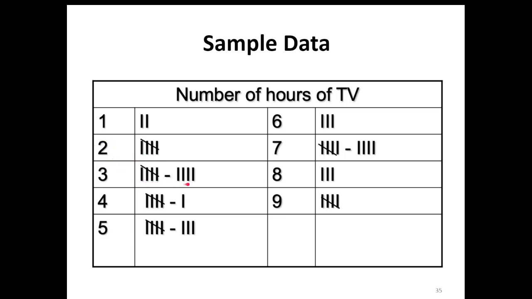Here there were 9 people that watched television for 3 hours. Here there were 6 people that watched television for 4 hours. Here there were 8 people that watched television for 5 hours. Moving up here there were 3 people that watched television for 6 hours. There were 9 people that watched television for 7 hours, 3 people that watched television for 8 hours, and 5 people that watched television for 9 hours.